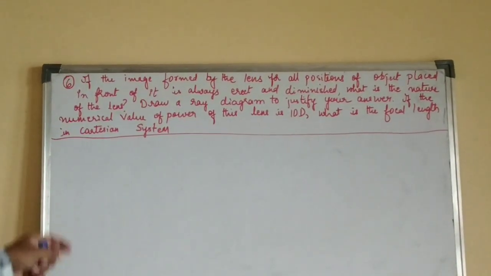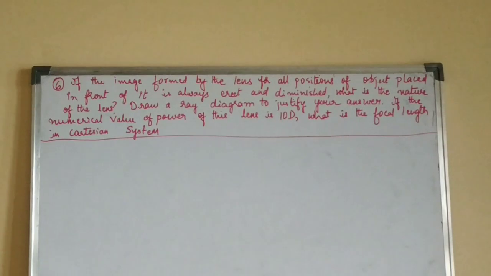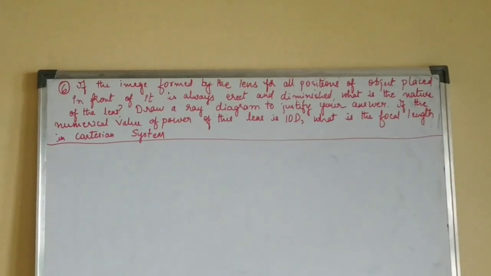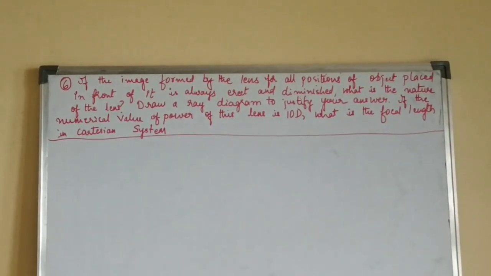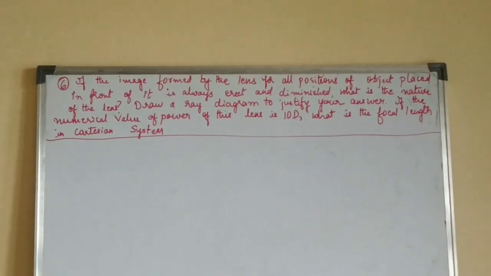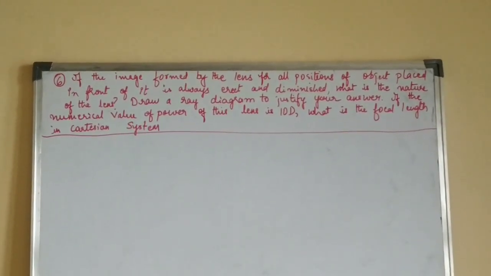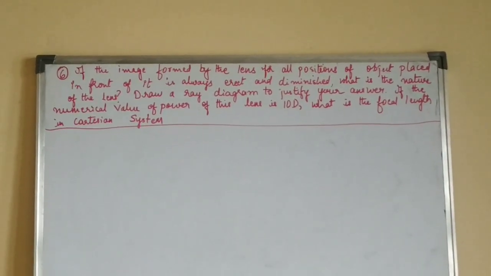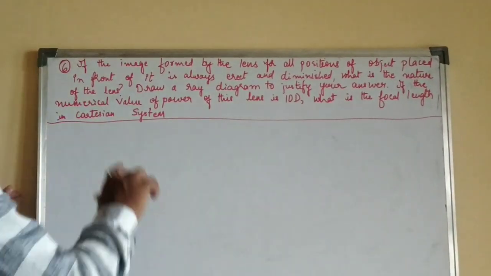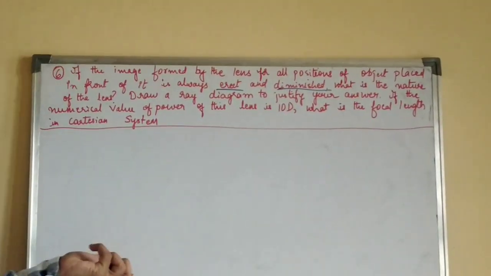Okay, now moving on to the sixth problem. I will just read out the problem. If the image formed by the lens for all the positions of the object placed in front of it is always erect and diminished, what is the nature of the lens? Draw a ray diagram to justify your answer. If the numerical value of the power of this lens is 10 diopter, that is 10 D, what is the focal length in Cartesian system? Now, in the given problem, they have not mentioned what the lens is, but they have given the hint that for all the positions of the object, the image is coming erect and diminished. Which type of lens? Concave lens.